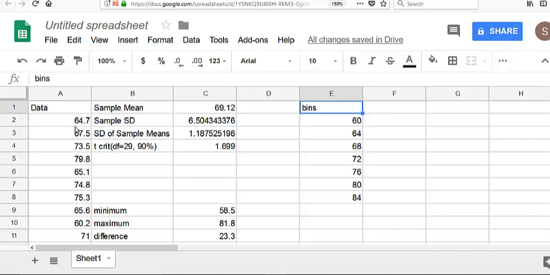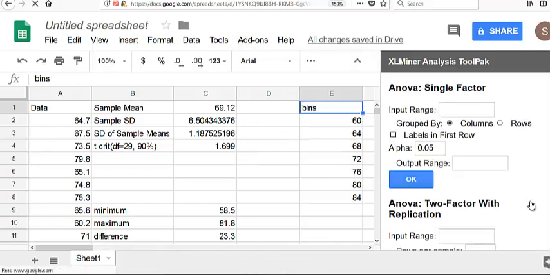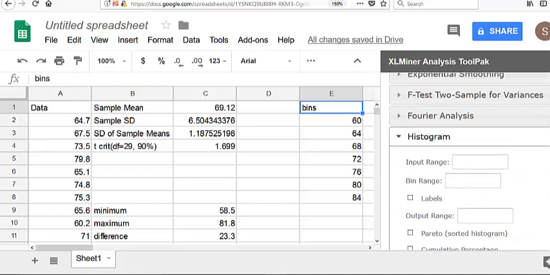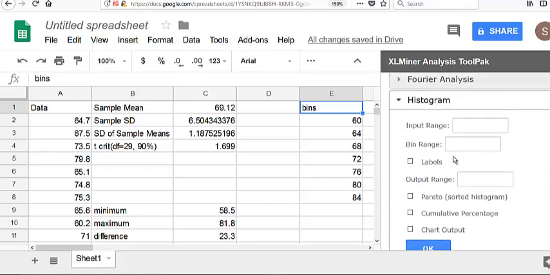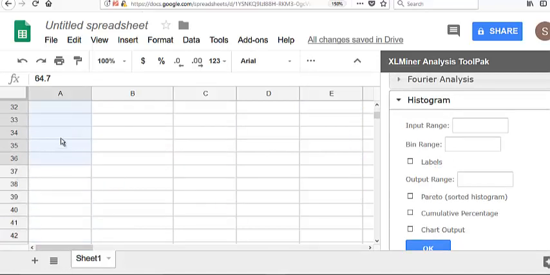Okay, so we have the data, we have the bins. We'll put the output over here. So let's go to add-ons, Excel Miner Toolpak, start. We'll go down to histogram. So we need to put our input range in. One way of doing that, besides doing it manually, is we can highlight the cells. In this case, there's not that many cells, so you highlight the cells and you click in the box.